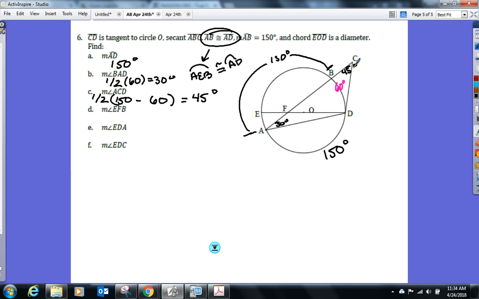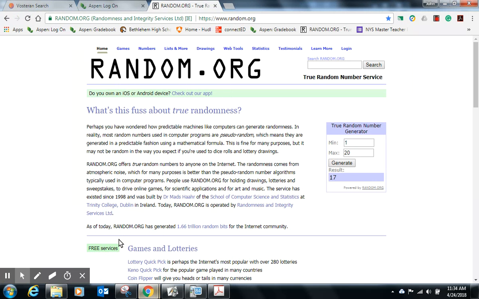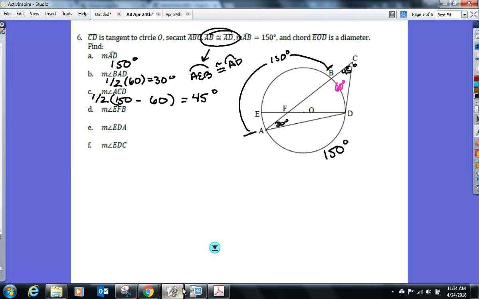Ready for EFB? Inside or outside? Inside. Everyone ready? Central. Inscribed. So it must be a floater. And how did we find a floater yesterday? You took 1/2 and added 2 arcs. Ooh, we run into a problem here, don't we? Or do we? I didn't label it on the diagram, but you can find it.